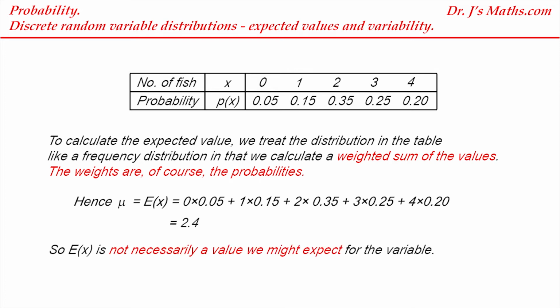So the expected value of x, E(x), is not necessarily a value we might expect for the variable, because we can only have a whole number of fish going past. Instead, it is a weighted average.